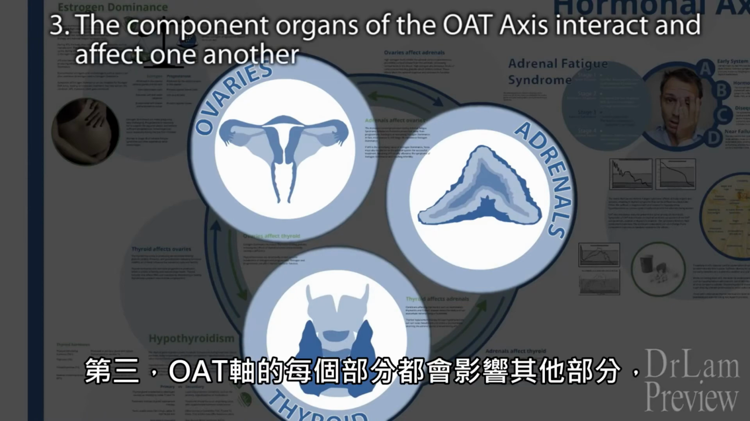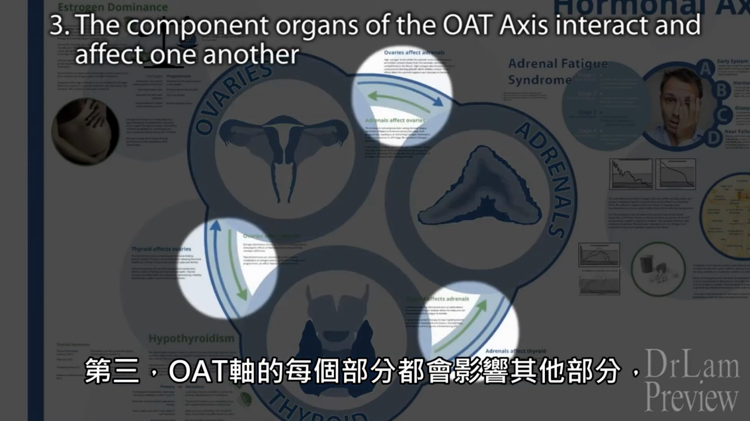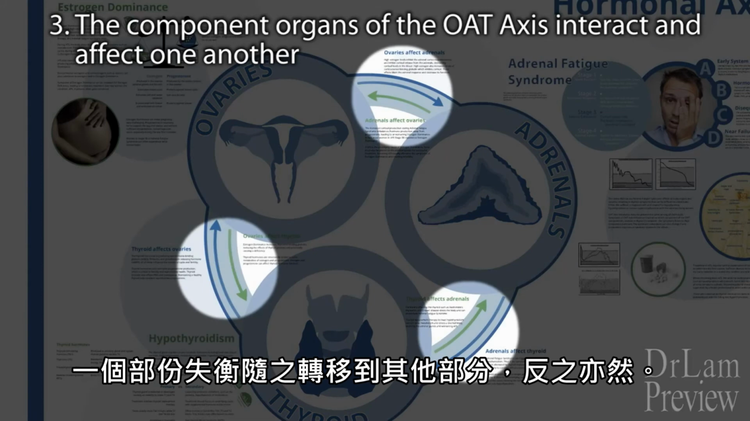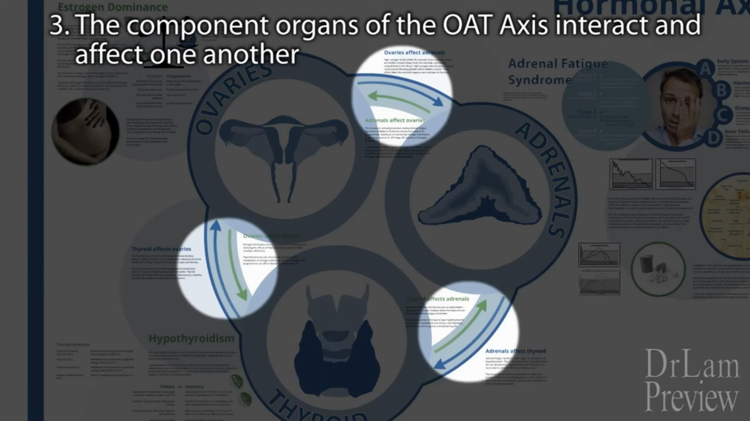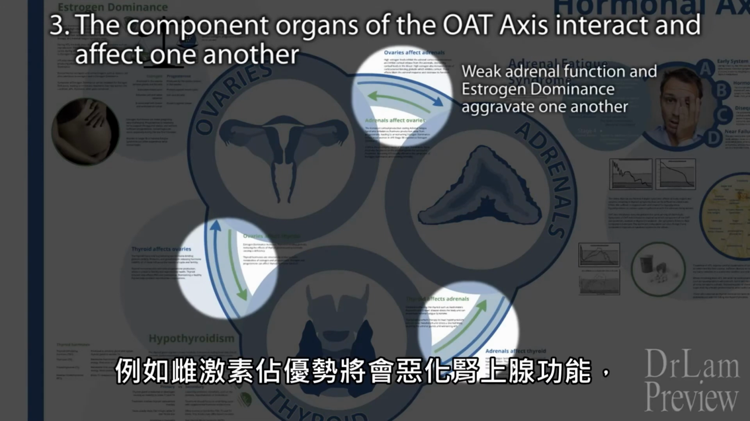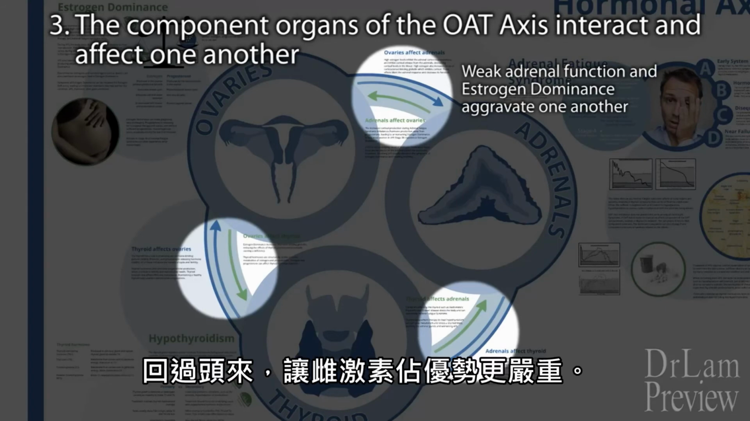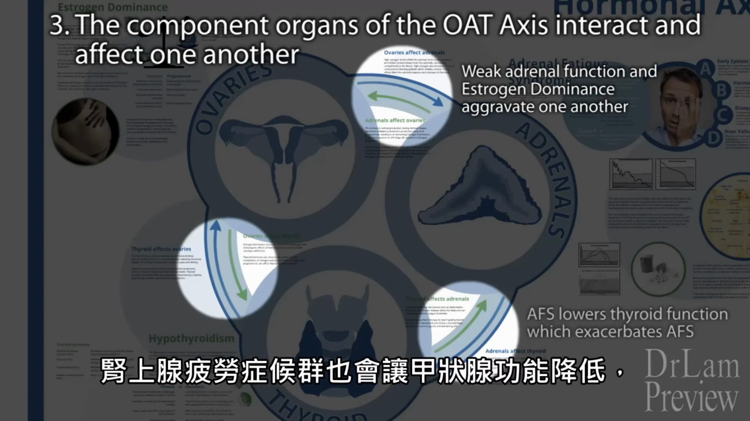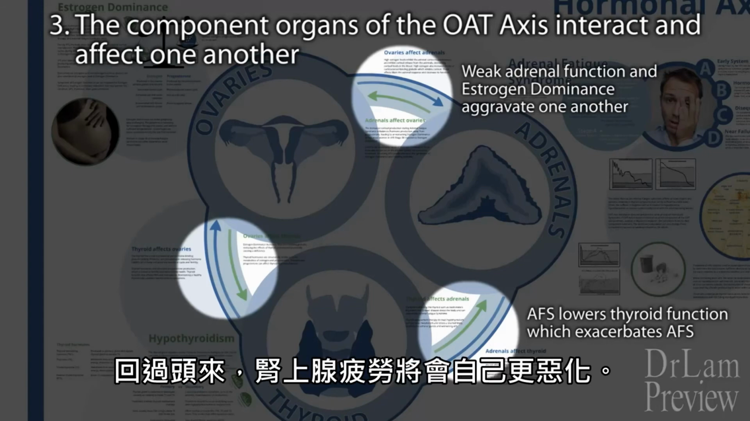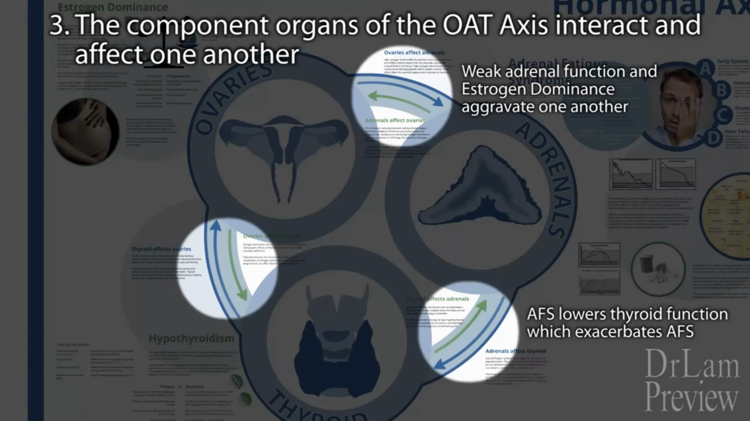Number 3, each portion of the OAT axis affects the other. Imbalance of one will worsen the other and vice versa, such as estrogen dominance will worsen adrenal function, which in turn will aggravate estrogen dominance. Adrenal fatigue syndrome also lowers thyroid function, which in turn will worsen adrenal fatigue itself.